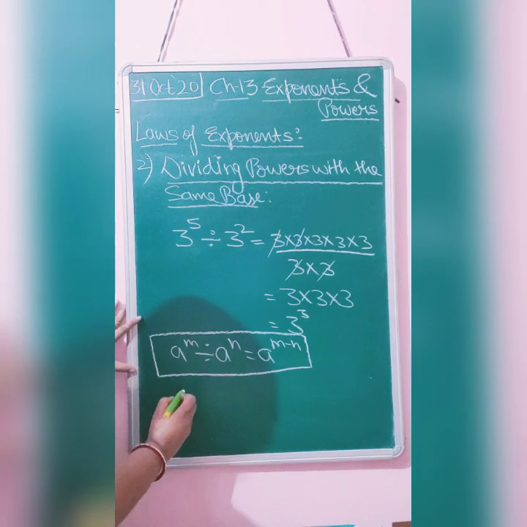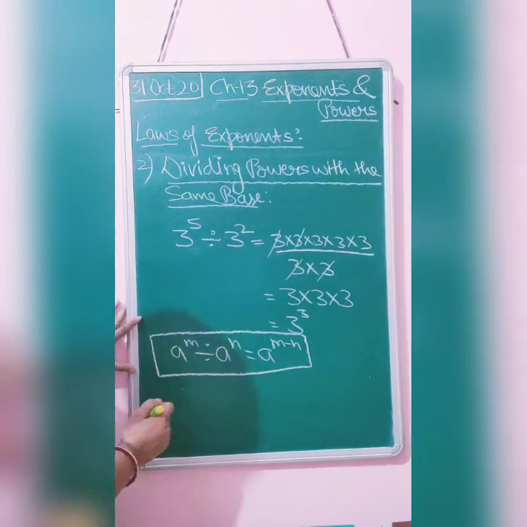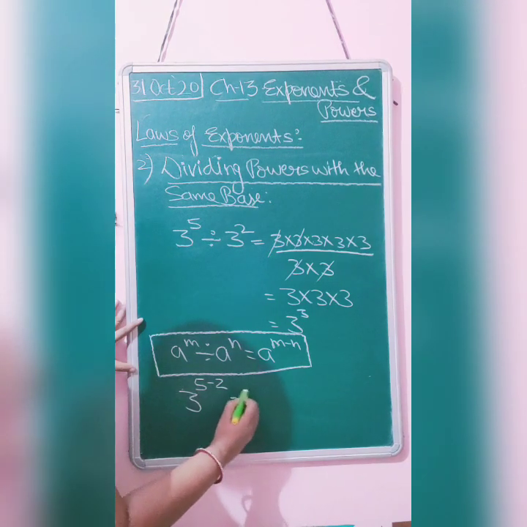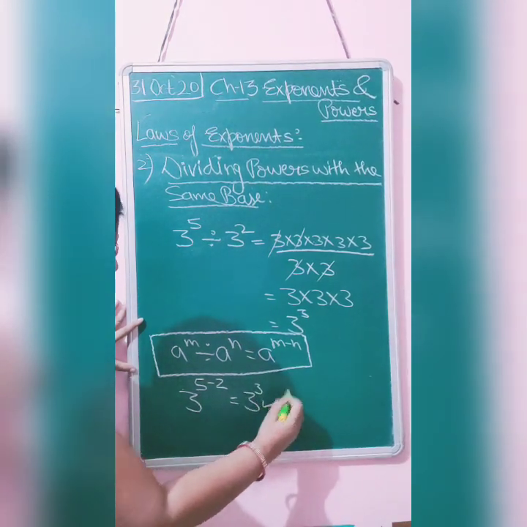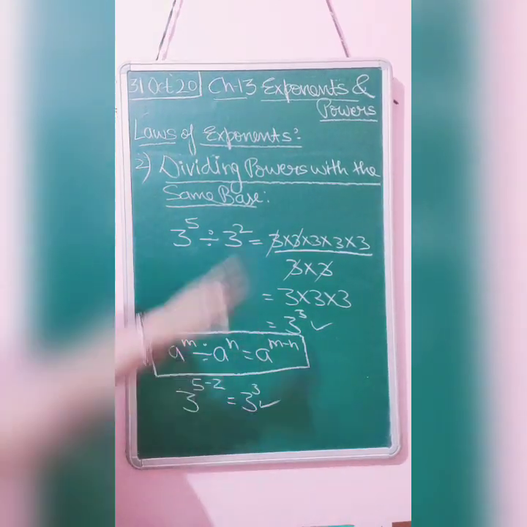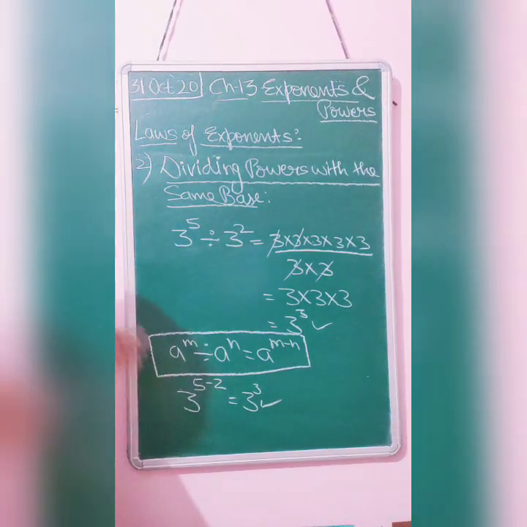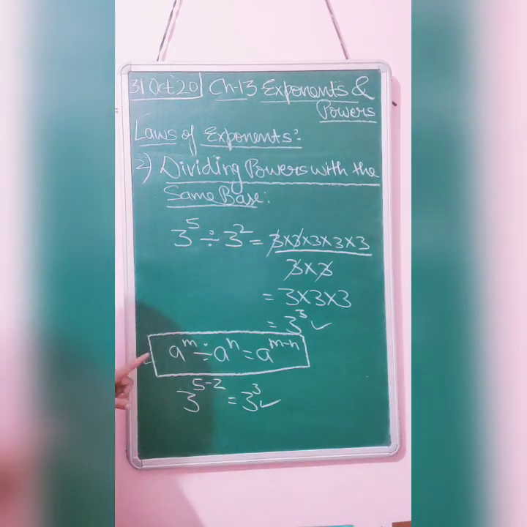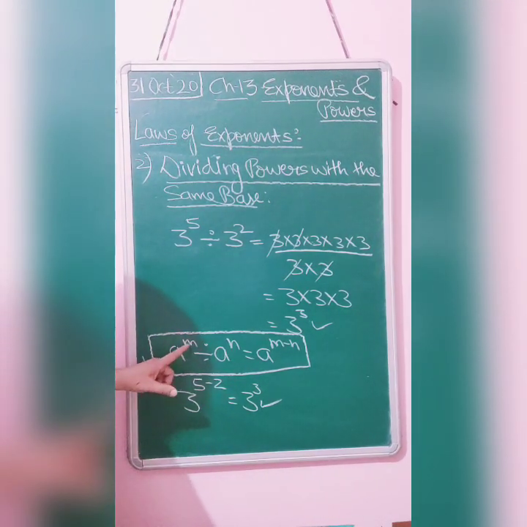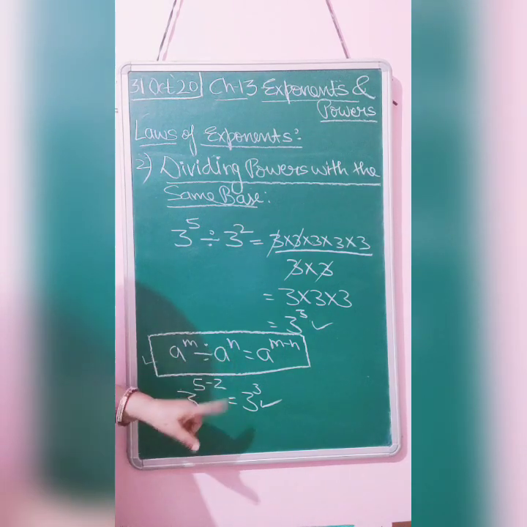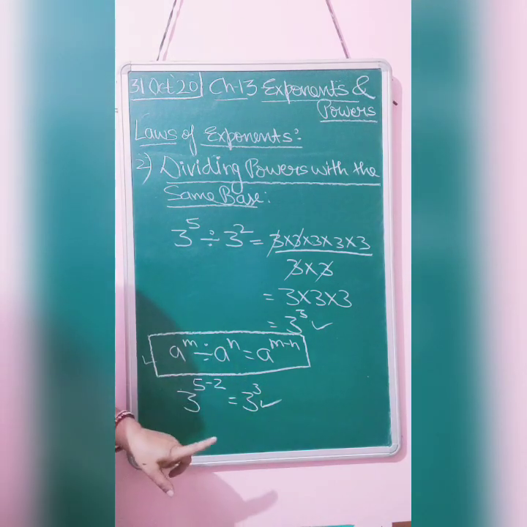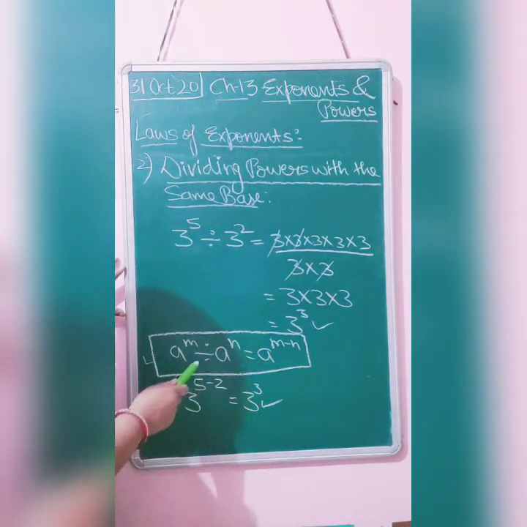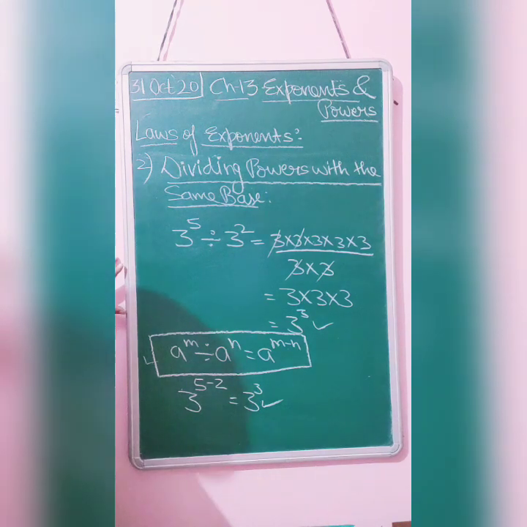According to this law, if we apply this rule, it is equal to 3 ki power 5 minus 2, that is 3 raised to the power 3. These two are the same. So instead of doing such a long calculation, we directly apply this law. Students, you have to remember this law. I am repeating for you: a ki power m divided by a ki power n equals a ki power m minus n. When you are multiplying, the powers will be added. When we are dividing, the powers should be subtracted.